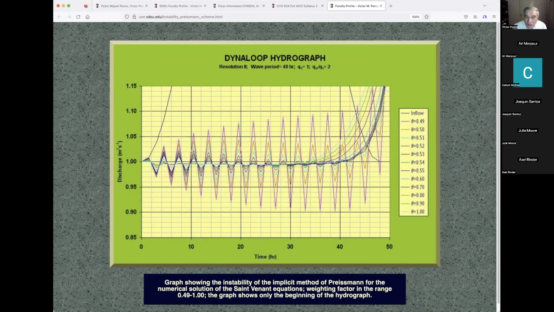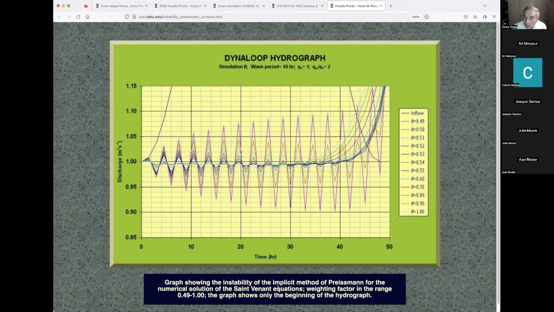This is the situation. Now, what the heck is this? I mean, let's take a look at what we did in here. This graph shows the instability, meaning the lack of numerical accuracy, because the wave hydrograph should go in a straight line over here. But this line is not a straight line. It is all ragged and such like that. Okay? Implicit method of Preissmann for the numerical solution of Saint-Venant equations. So this is what Danny Fread did, the numerical solution of the Saint-Venant equations.